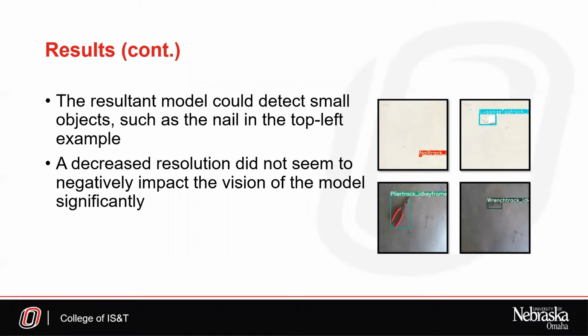You can see that we have some examples of the model after training in detection on the right. The resultant model was able to detect even very small objects, such as a nail that exists in the top left image. And that decreased resolution did not seem to negatively impact the way that the model handled any object classification or detection.